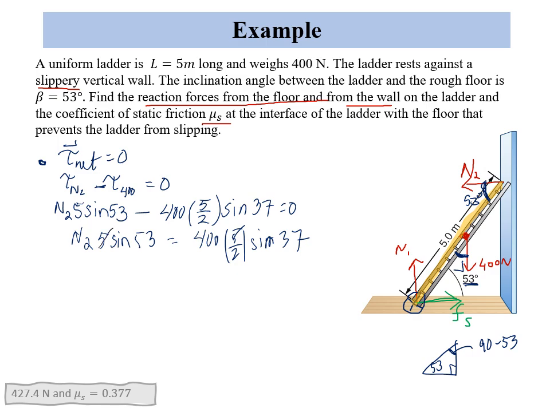The 5 cancels out, and N2 is just 200 times sine of 37 over sine of 53. This actually comes out to about 150 newtons. Say 151.